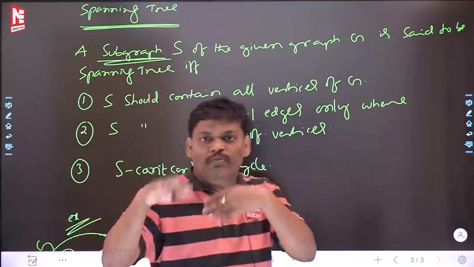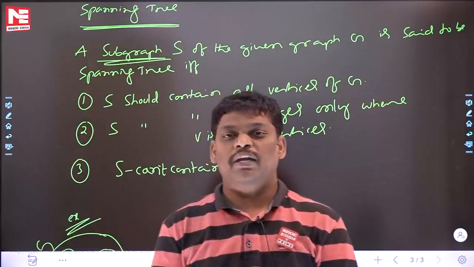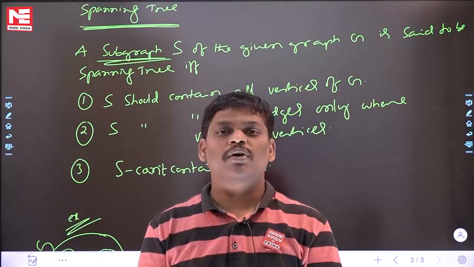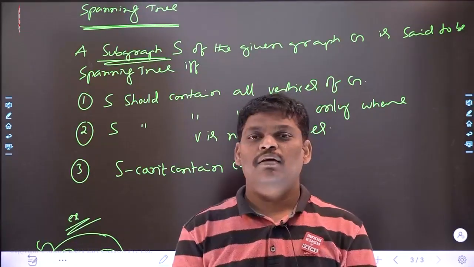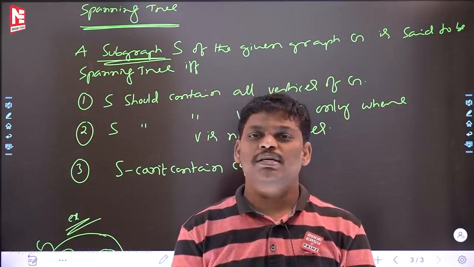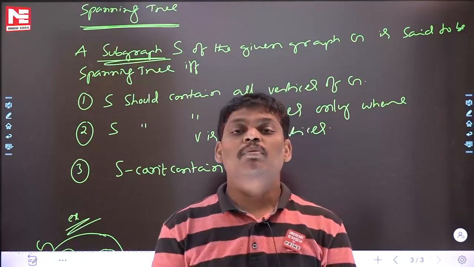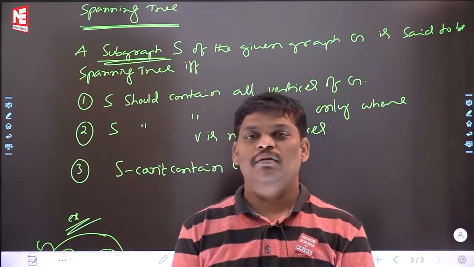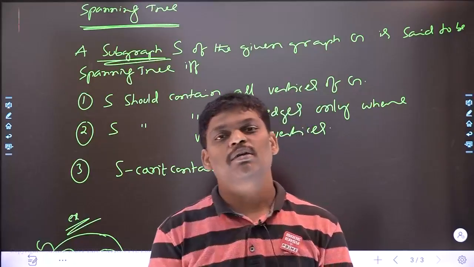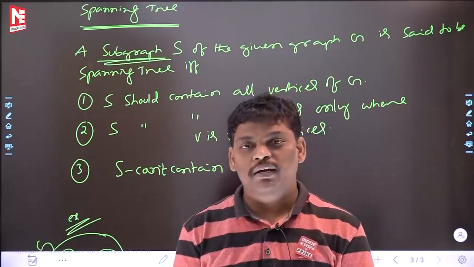Can you say it in the simplest way? What is the meaning of a spanning tree? A subgraph of the given graph is said to be a spanning tree if and only if, what is the answer? It should contain all vertices, and one more thing, with the minimum number of edges you have to cover all of them. When you say minimum, a cycle cannot be there. When you say minimum, V minus 1 edges are more than enough. I think this is the spanning tree definition.